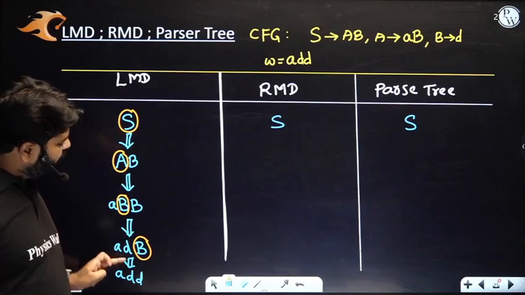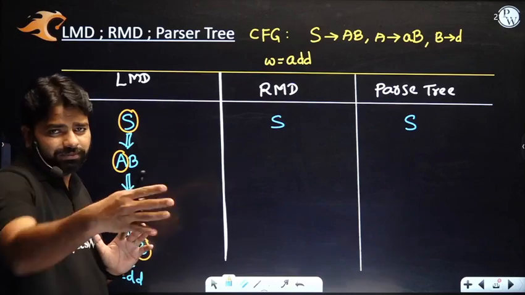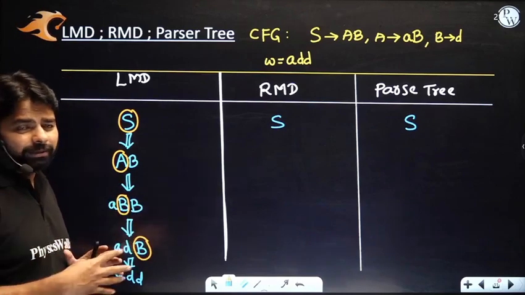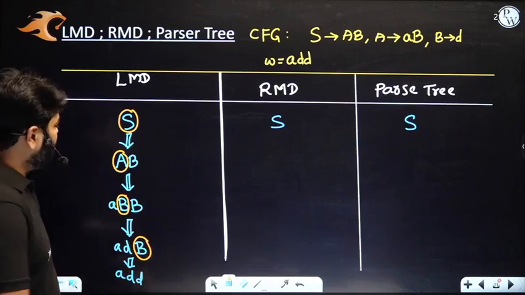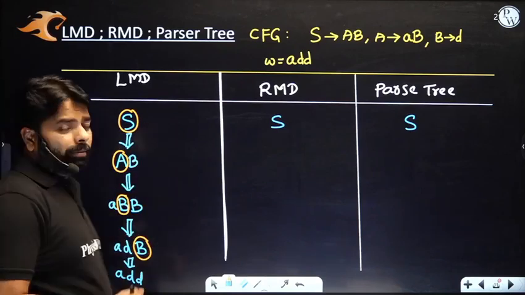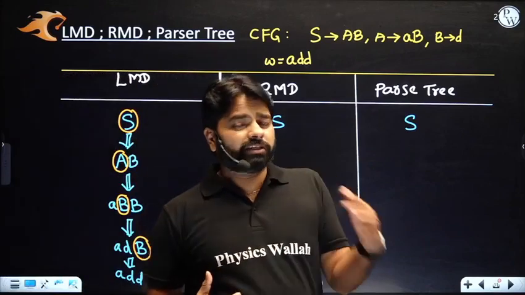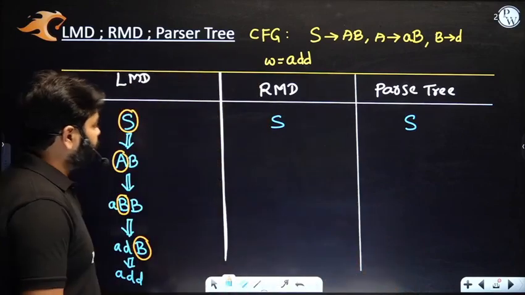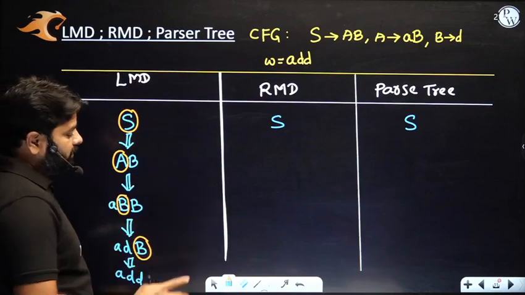1, 2, 3, 4 edges. It means you have taken 4 steps. Okay, you have taken 4 steps to derive this string. And here you can say 4 substitutions, 1, 2, 3, 4. So the number of substitutions is nothing but the number of steps, the number of derivation steps.